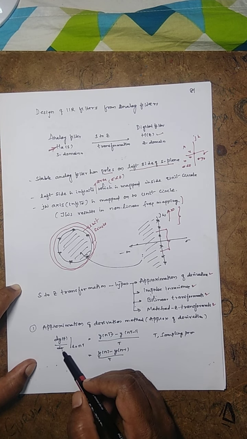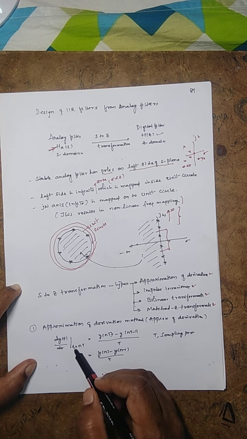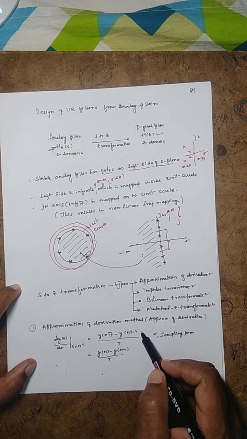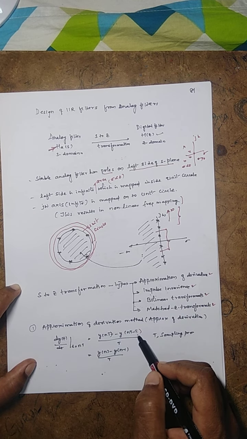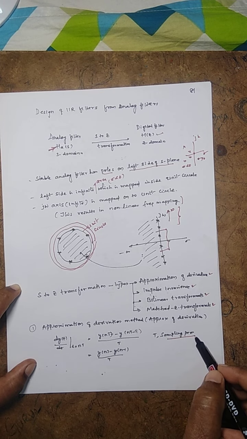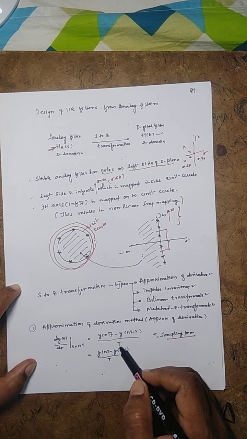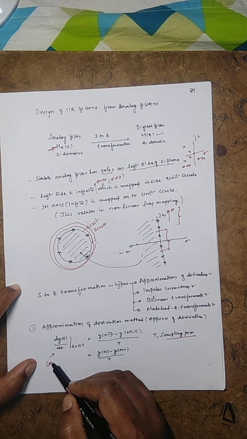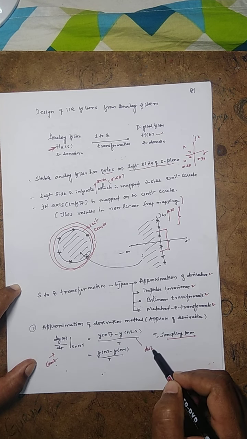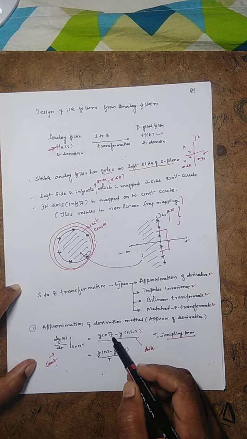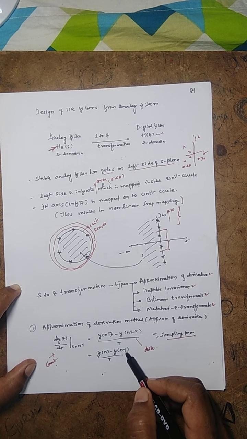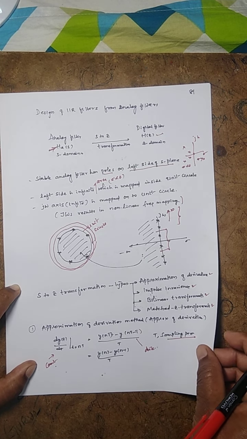dy by dt, the change in y at t equal to nT, is given by the present value of y minus the previous value of y. The previous value of y is at nT minus T, where T is the sampling period, divided by T. This is in the analog, continuous form. This is replaced in the discrete form. Instead of writing t here, I write just y of n minus y of n minus 1, that is the previous sample, divided by T.